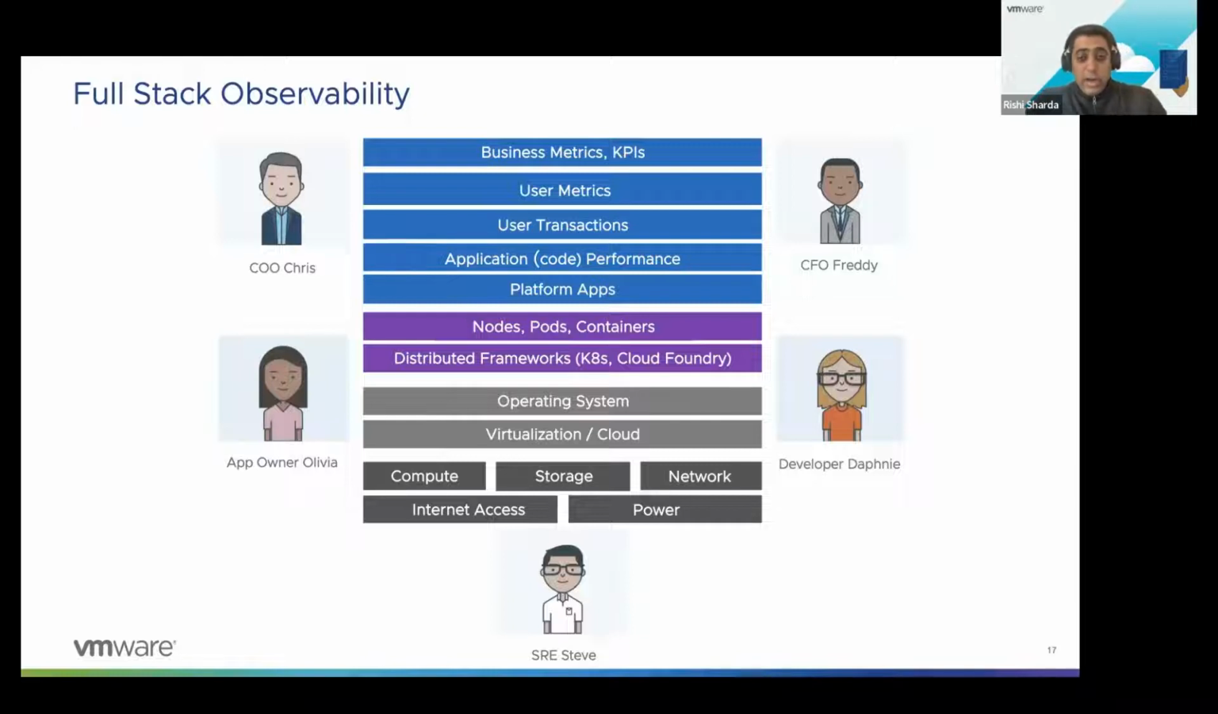So you should have a platform in terms of getting metrics from all of these different layers and getting the right views to the right persona. So whether it is the SRE persona, whether it's the developers, whether it is the app owners, the CXOs, all of them should be using the same platform.